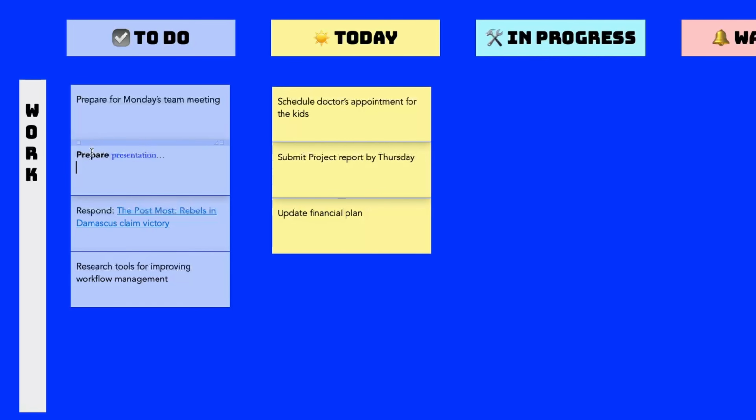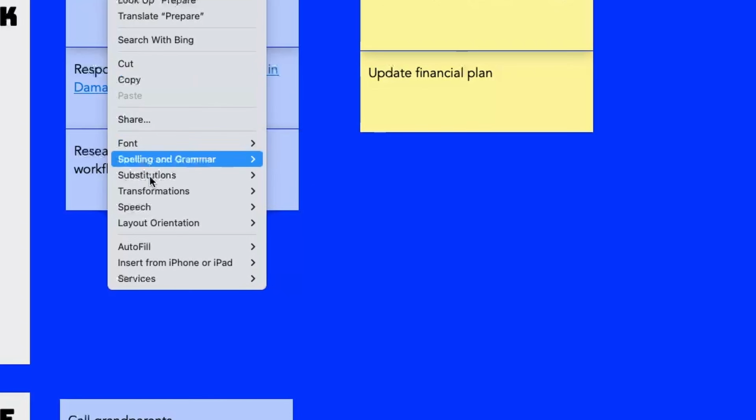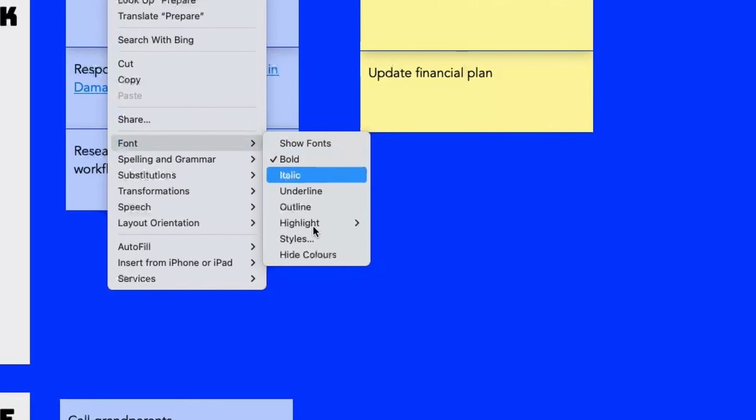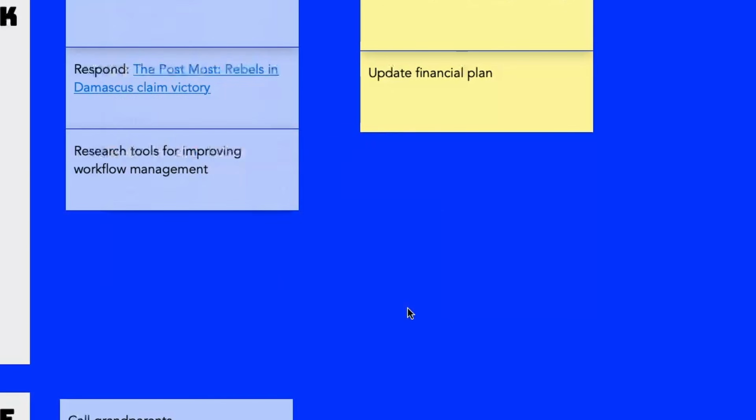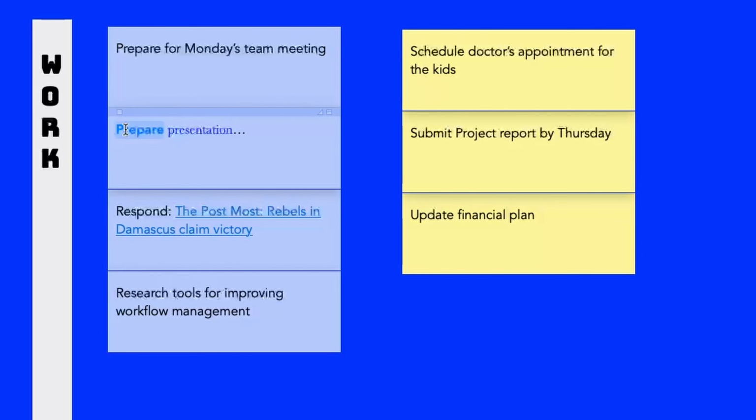And there are additional formatting options in the menu. So for example, if I click on Prepare and I right-click, I can go to Font, Highlight, and choose one of the highlighters as you would do in Apple Notes, for example. I can make this one blue. And now this word, or maybe an entire sentence, is highlighted. You can explore the interface here, but it gives you really, especially considering the age of this app, a wide range of customizations that you can add to your notes.